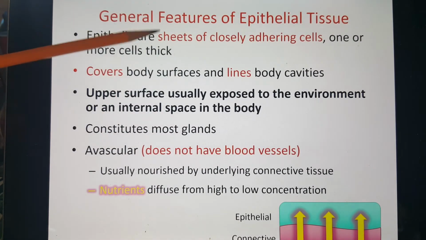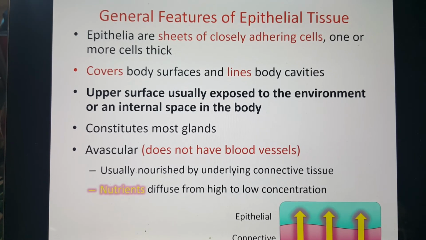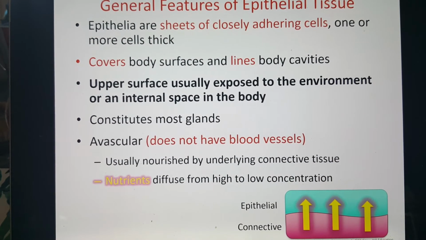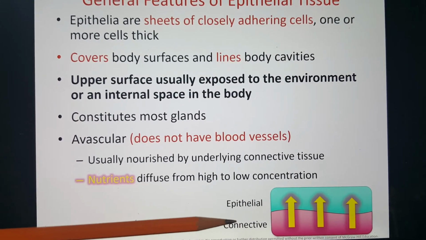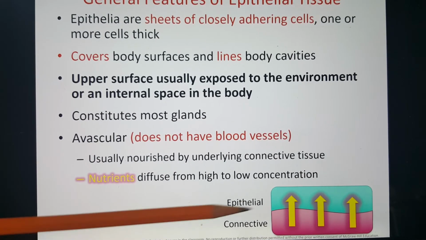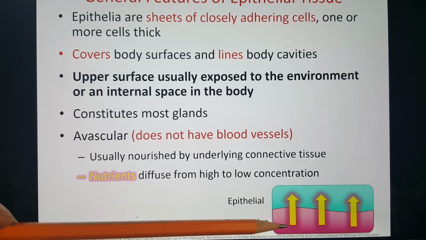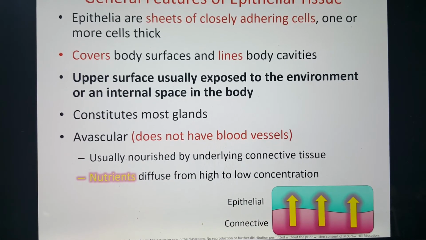With our epithelial tissue, the cells are closely stuck together, lined right up to each other. They tend to cover body surfaces like skin or line body cavities, for example, the inside of our respiratory system. They do not have blood vessels. So in order for the epithelial tissue to receive nutrients, it depends on the blood vessels from the connective tissue that's below it. All epithelial tissue has connective tissue below it, with a bunch of blood vessels, and the nutrients will diffuse from high to low concentration towards your epithelial tissue.